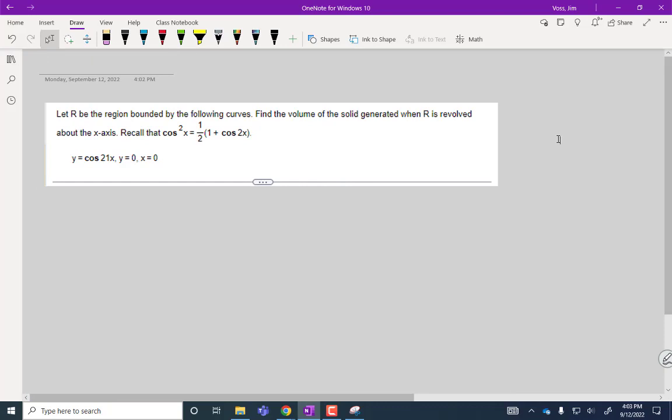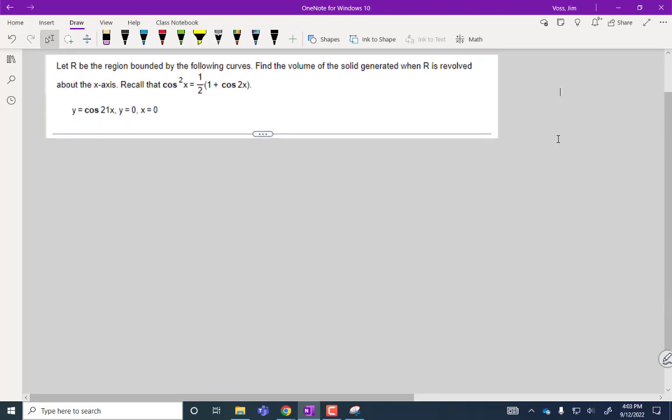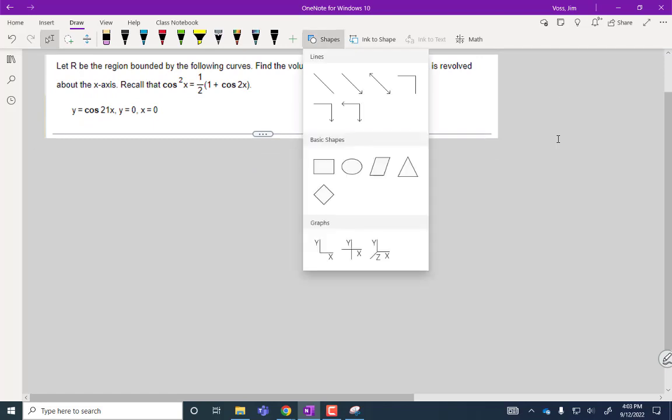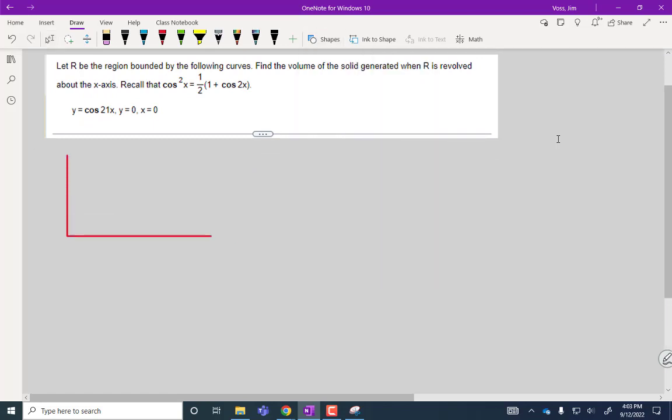Okay, so it says let R be the region bounded by the following curves. Find the volume when we're rotating around the x-axis. So let's just get a sense of the sketch. So x equals 0 and y equals 0, the axes, and then cosine. We know that cosine starts high, right? When we plug in 0, cosine of 0 is 1. So it's going to start up, and then it's going to go down, like that, and then keep on going.